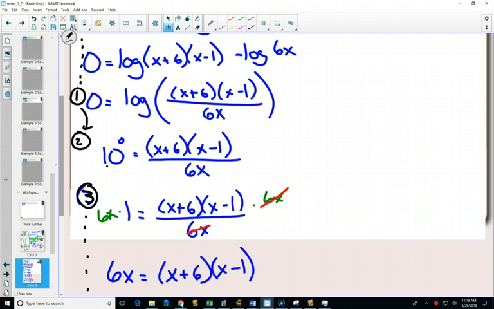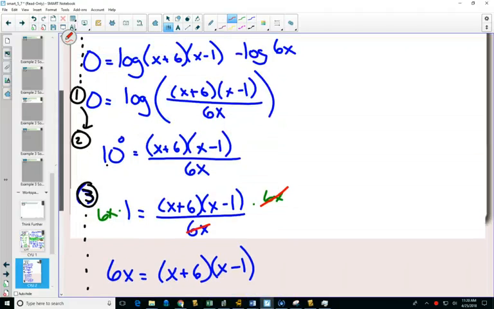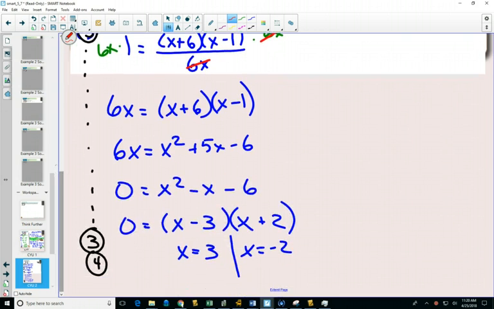The final thing we need to do, step 4, check for extraneous roots. So we have to take our answers and plug them back into the original equation. So if I plug in 3, I have to plug in that 3 into 3 separate logarithms to check if I ever get a negative answer. Here I'd have 18. That's fine. 3 plus 6, 9. Fine. 3 minus 1, positive 2. Fine. Since I have a positive number in each of the logarithms, I can say that this one is okay.